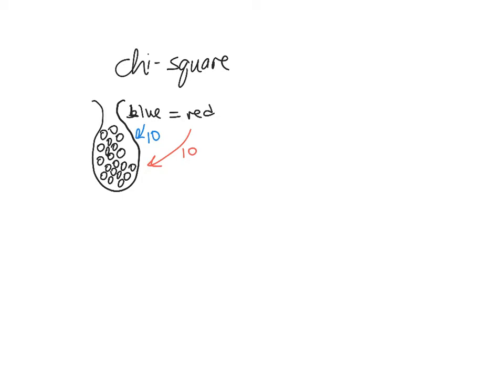So one thing you could do to test whether or not this is true is draw a random sample, put your hand in the bag, and you pull out some number of balls. So let's say you pick out 7 balls, and 2 of them are blue, which means the other 5 are red.